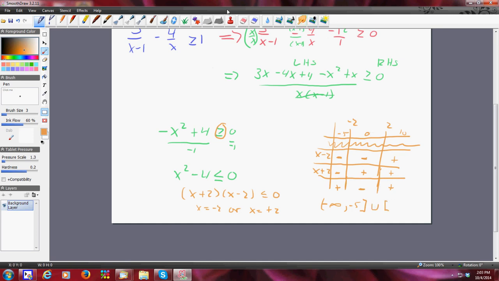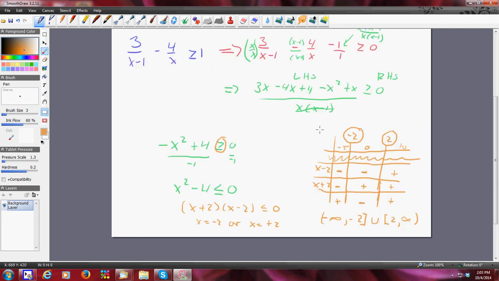oh goodness me, I did it again. It's not negative 5. And here's a little tip. Circle your values there. Should have been negative infinity to negative 2, and then positive 2 to infinity. 2's are included because it's greater than or equal to, and infinity is never included, and that's it.